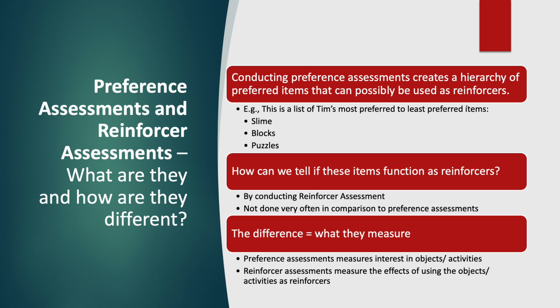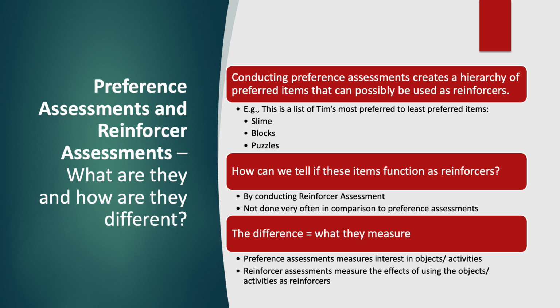This other type of assessment that we can run is called a reinforcer assessment. Reinforcer assessments involve experimental manipulation, and they allow us to measure the effects of using these objects or activities as reinforcers. So basically, we see if these specific items will function to increase a behavior. And if they do increase a particular behavior, then we can say with confidence that these items we identified in the preference assessments as highly preferred are actually functioning as reinforcers.